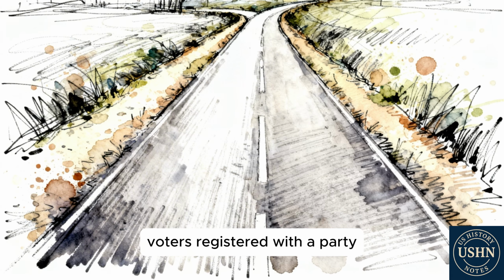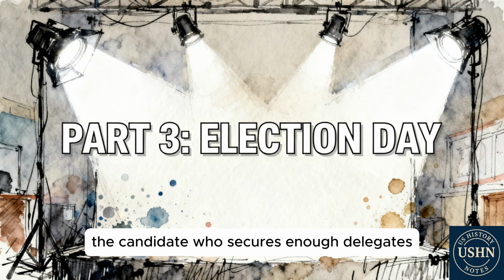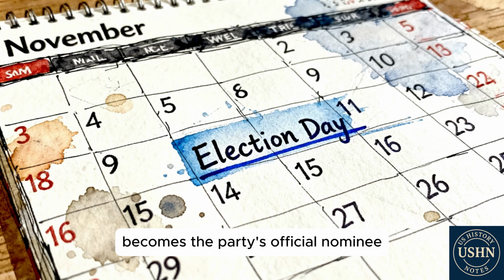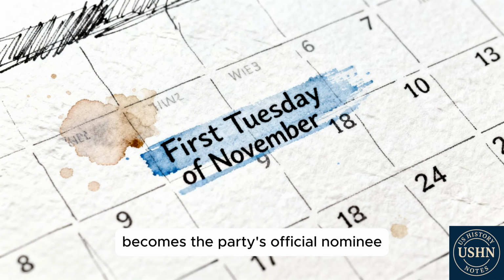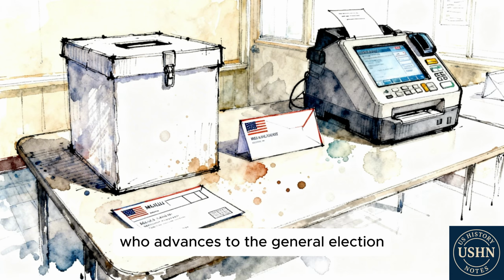Voters registered with a party participate in selecting their preferred candidate. The candidate who secures enough delegates becomes the party's official nominee at the party's national convention. After this stage, each major party typically has one candidate who advances to the general election.